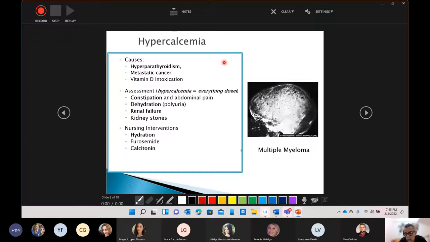You know, there is a hormone called calcitonin that opposes the action of the parathyroid hormone. So it moves the calcium from the blood back into the bone. It is used for the treatment of osteoporosis and can be used also for the treatment of a severe acute hypercalcemia.